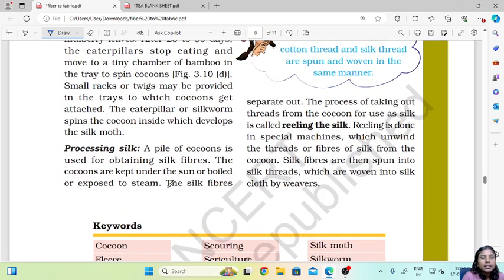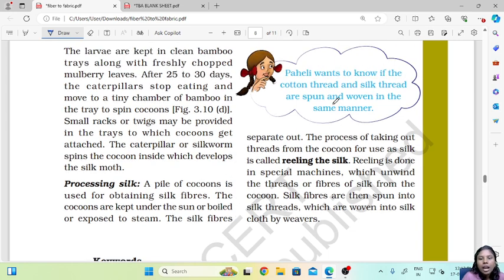Now, processing the silk. A pile of cocoons is used for obtaining silk fibers. The cocoons are kept under the sun or boiled or exposed to steam. Why is this? So that it becomes a little harder. Then the silk fibers are separated out. The process of taking out threads from the cocoon for use as silk is called reeling the silk. So next they take out the threads from the cocoon and use it as silk. That process is known as reeling the silk.